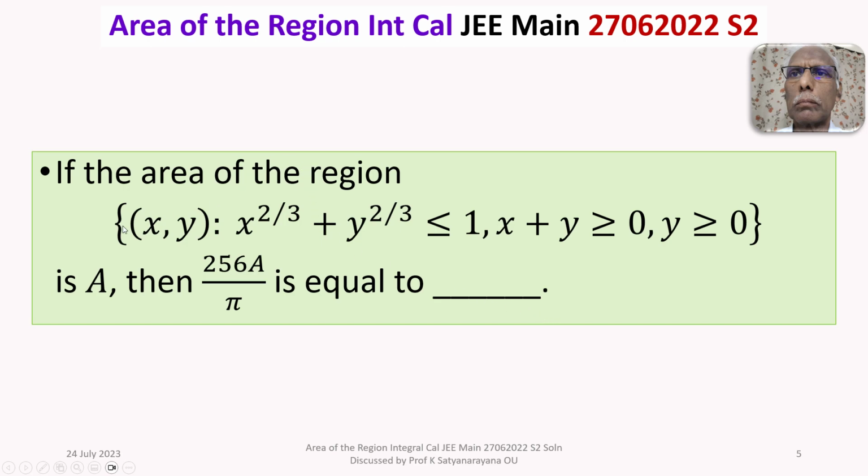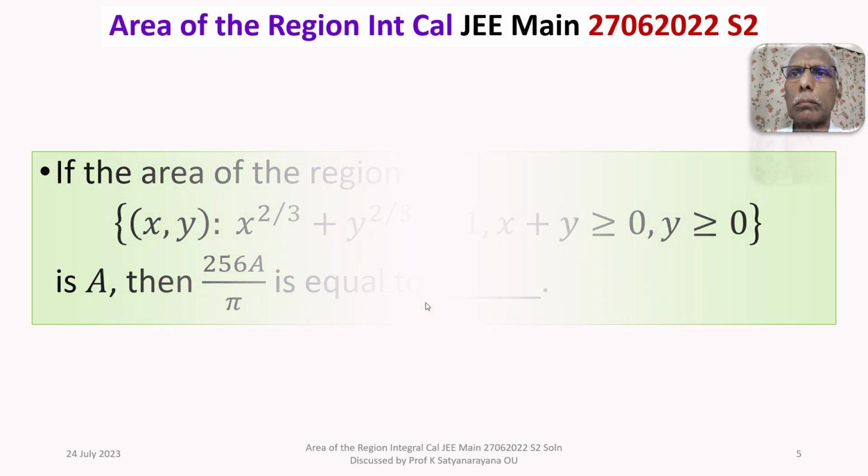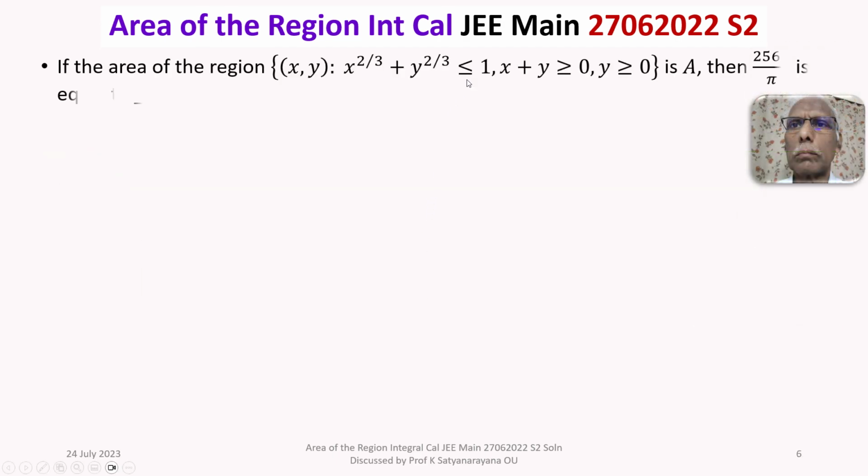So we are given this region and we have to find the area of this region, that is capital A, and then find the value of 256 times A by pi. That's the given question to us. Let's now discuss the solution of the problem in detail.